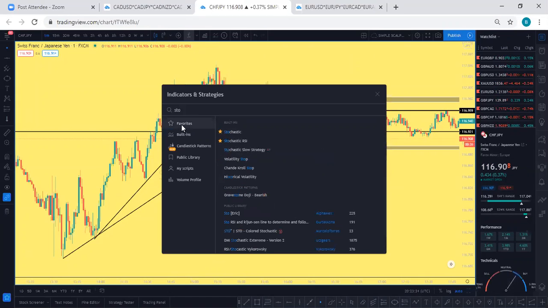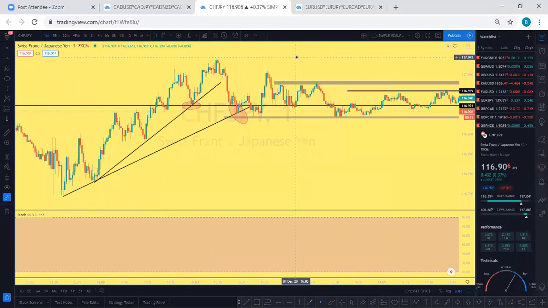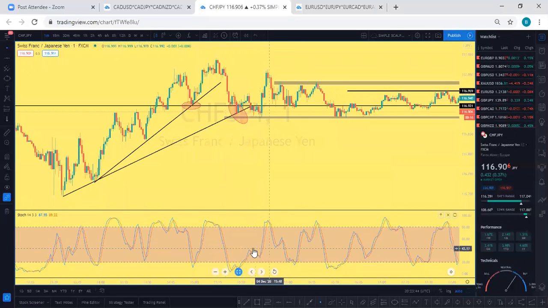S-T-O. Look at it here. The first one, stochastic. It is called the stochastic oscillator. So you want to click stochastic. Once you click it once, this is what appears on your chart. And I'm going to show you how the stochastic actually works.